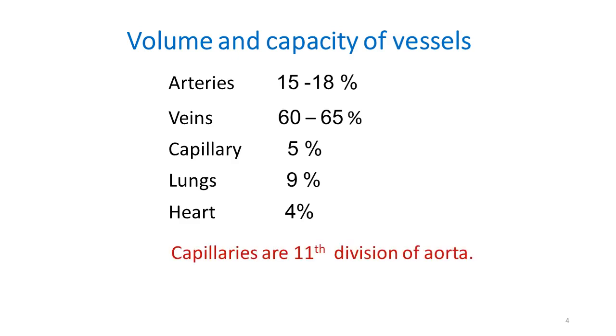And capillaries are the 11th division of the aorta. It means that after the 11th division we can see capillaries. After the 8th division we can see arterioles, and after the 11th division we can see capillaries from arteries.